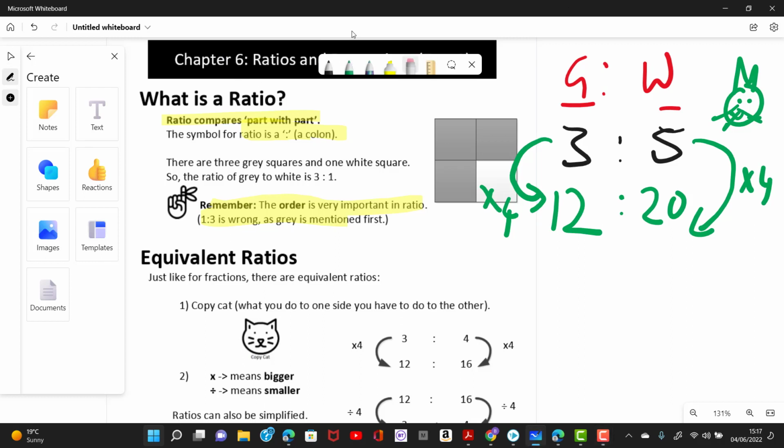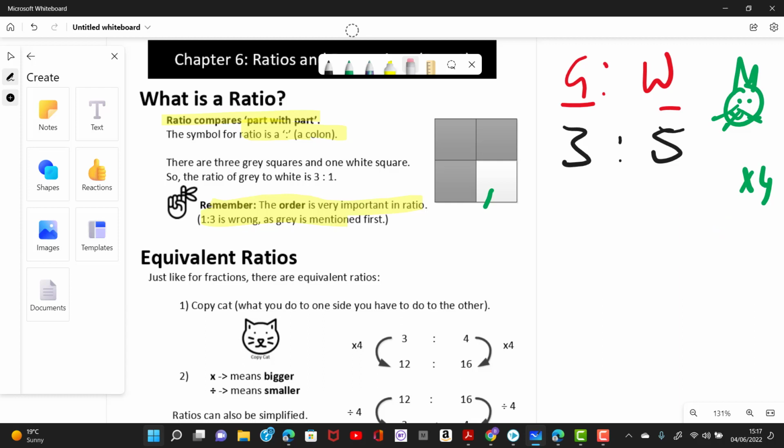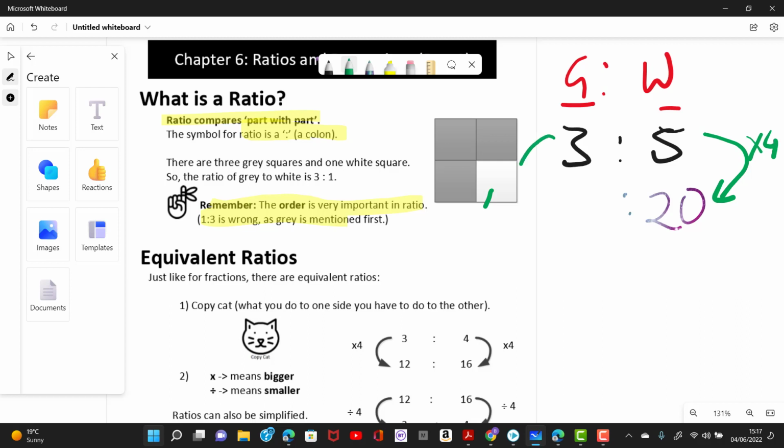Now, let's say we change it the other way around. Instead, we want to find out how many grey squares we have if we change the white to, let's say, 20. How many grey squares will we have? Again, we draw a copycat arrow, to get to here, times by 4. On the other side is copycat times by 4. So it'll be 12.